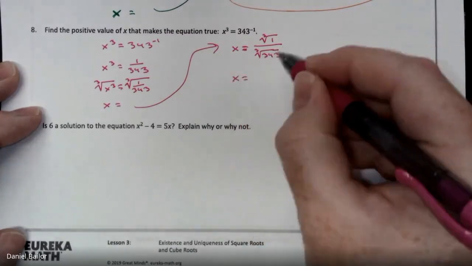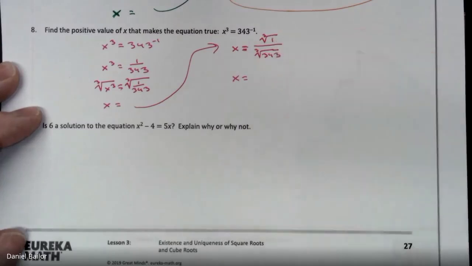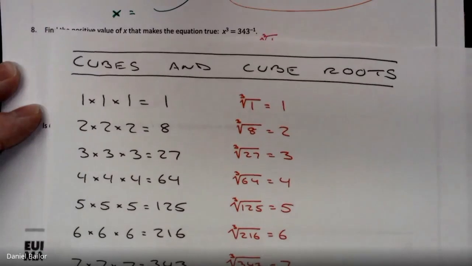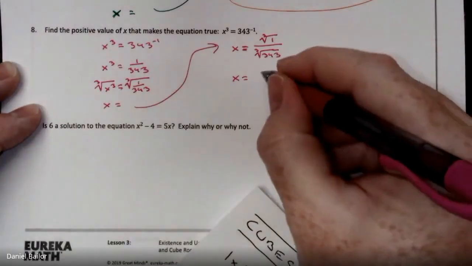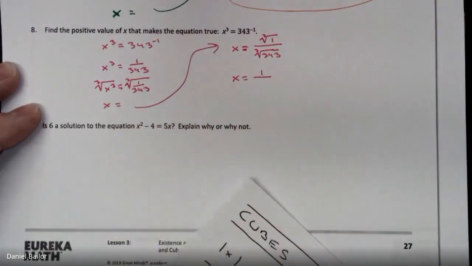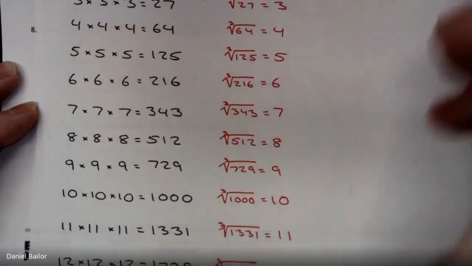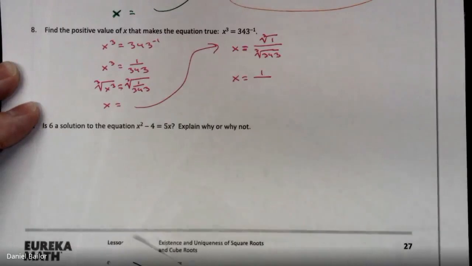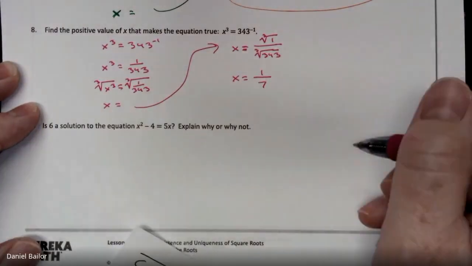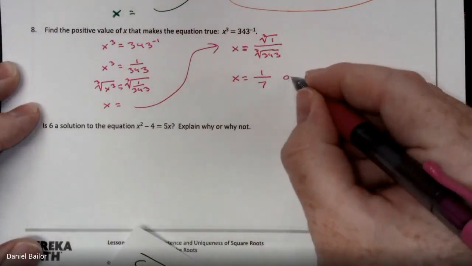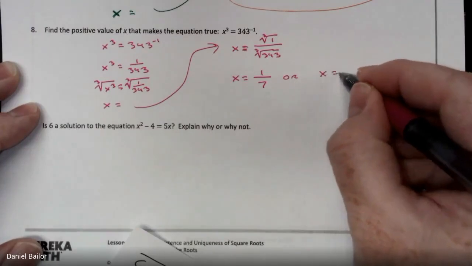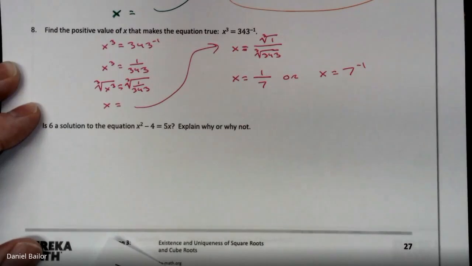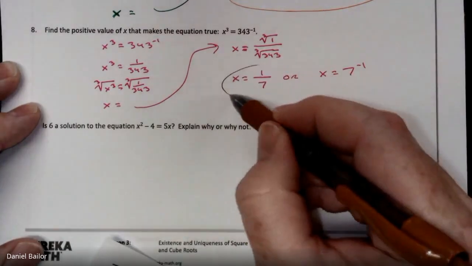So what's the cube root of 1? Looking at your paper, you see the cube root of 1 is 1. And then what's the cube root of 343? The cube root of 343 is 7. So x is 1/7. Or you can say x is 7 to the negative first, because that's our exponent rule, and you know it means the same thing.